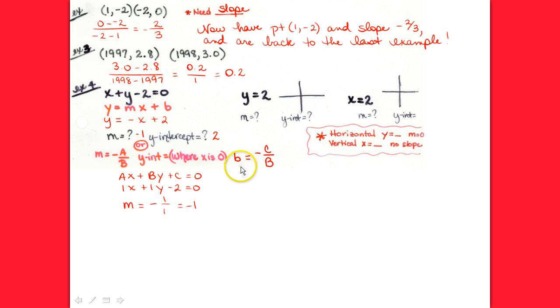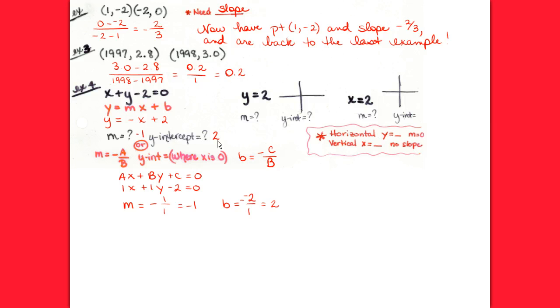We said that the y-intercept would be -c over b. So again, I could look at that and I could say, okay, c was a -2, b was a +1. So -c over b would give me a +2. Same thing we got up there. So if they give it to you in standard form, you're welcome to switch it into slope-intercept form. No problem with that.